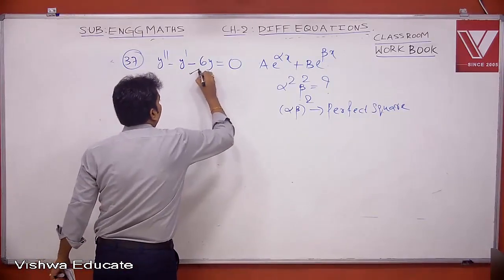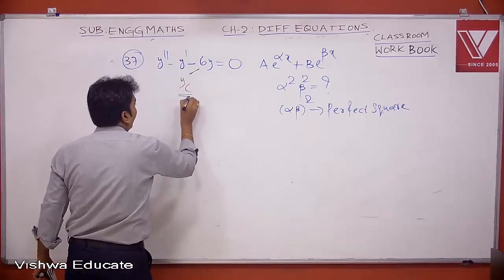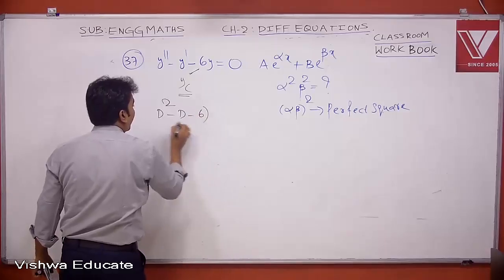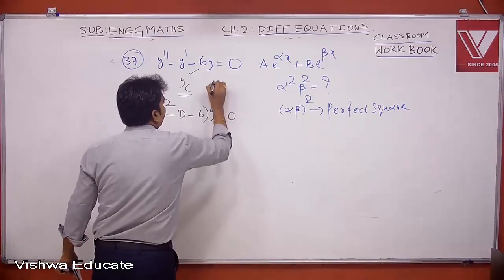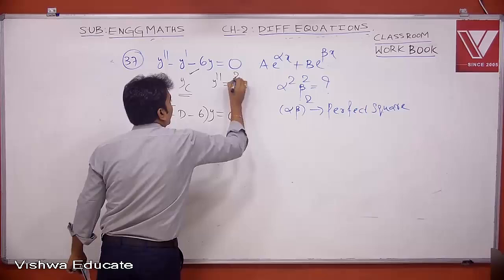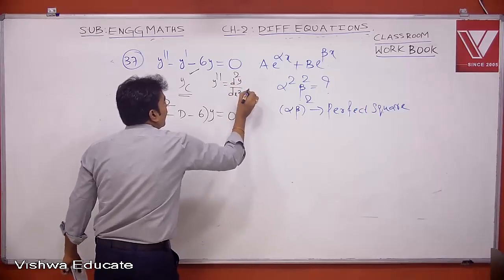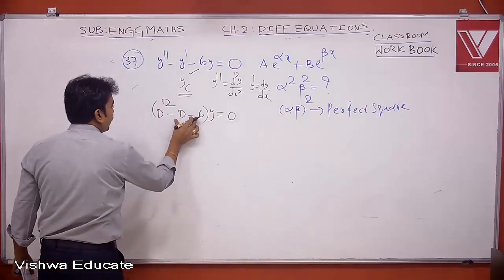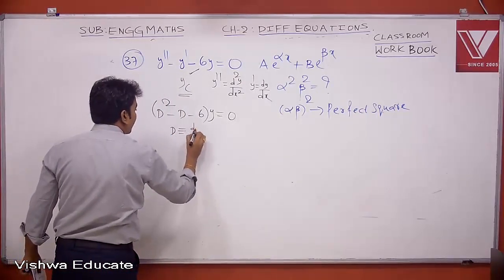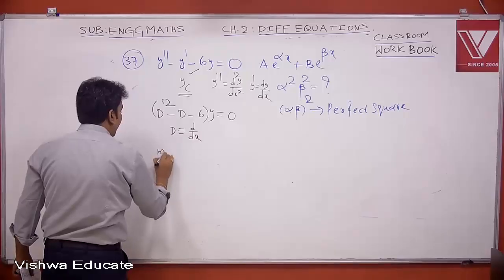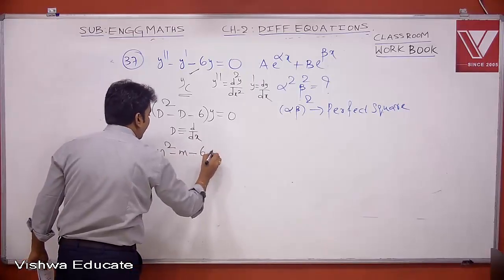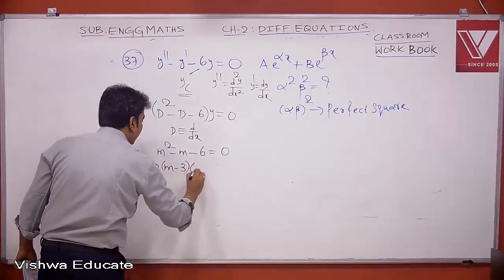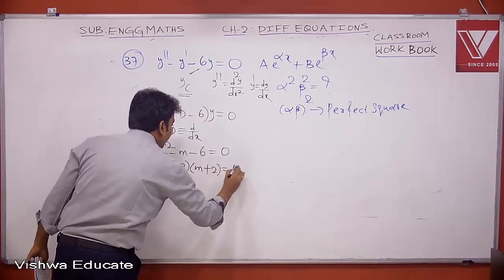Now we need to find the complementary solution of this. That means we need to find out yc value. So actually in capital D form, this is D square minus D minus 6 of y equal to 0. Here y double dash is nothing but d square y by dx square, and y dash equal to dy by dx. So this is my equation in capital D form. Here capital D is nothing but d by dx. The auxiliary equation is m square minus m minus 6 equal to 0. So the factorization is m minus 3 into m plus 2 equal to 0.